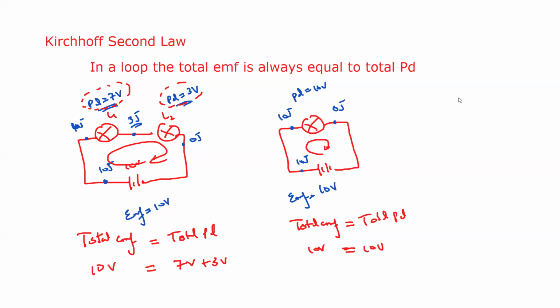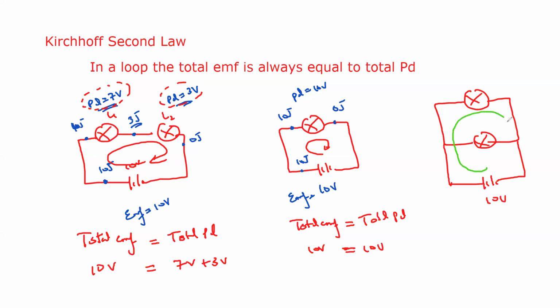If we have two components which are connected in parallel, and we have the same supply, 10 volts. Now we have two loops. What are the two loops? This is one loop and this is a second loop.